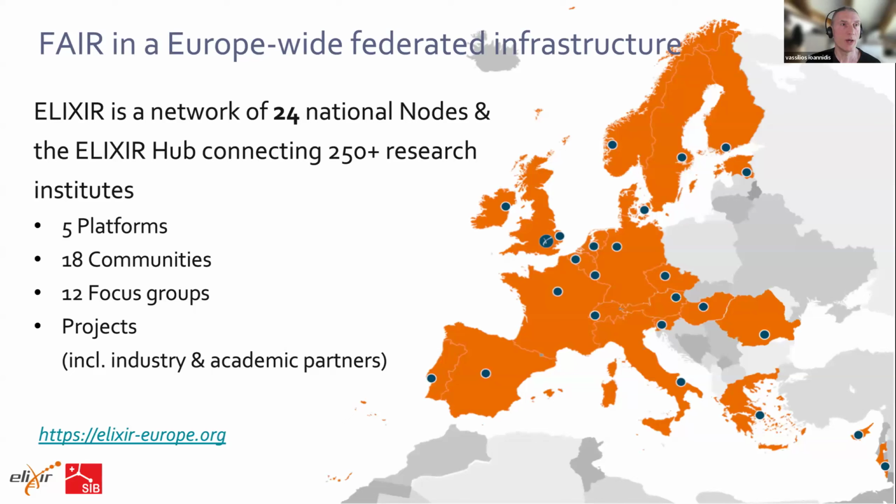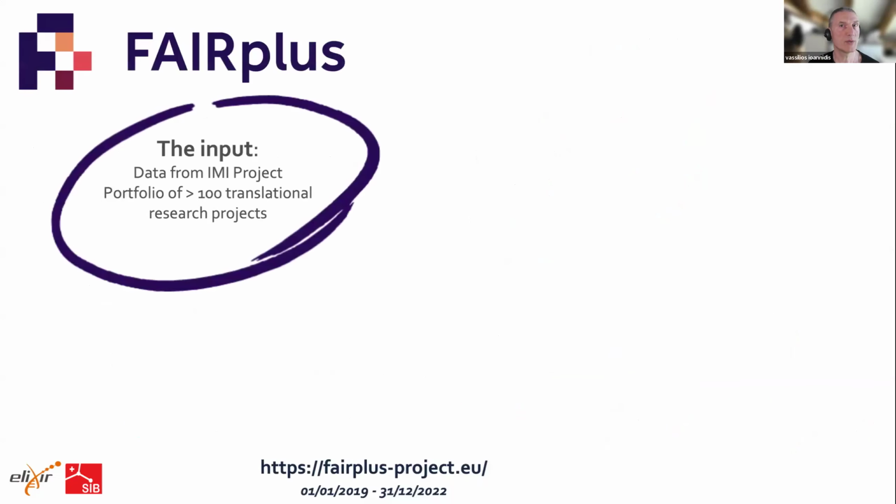Elixir is a network of 24 national nodes and with a hub, and altogether they are connecting more than 250 research institutes. Experts from this network contribute to activities run by 5 platforms, 18 communities, 12 focus groups. Now, Elixir is also participating in projects together with industry and academic partners beyond Elixir. This presentation will cover some of the outcomes of the FAIR+ project that has contributed to Elixir's portfolio of services focusing on verification. So just a background about the FAIR+.